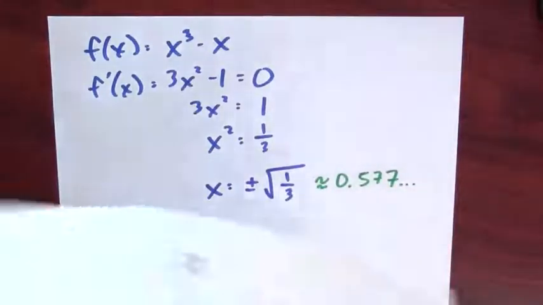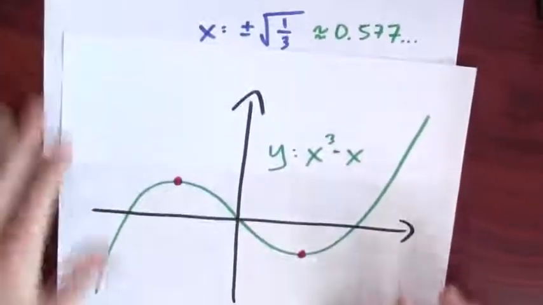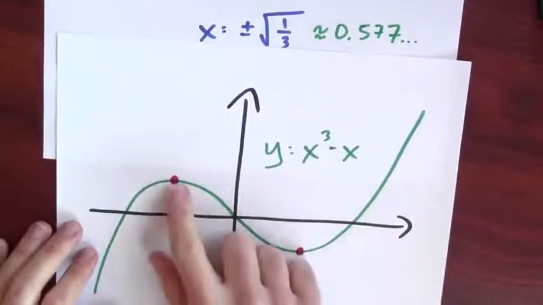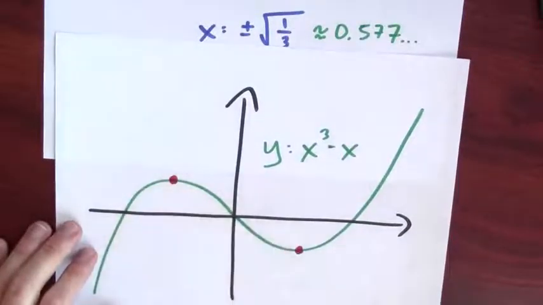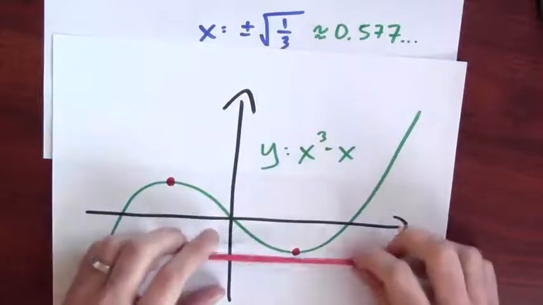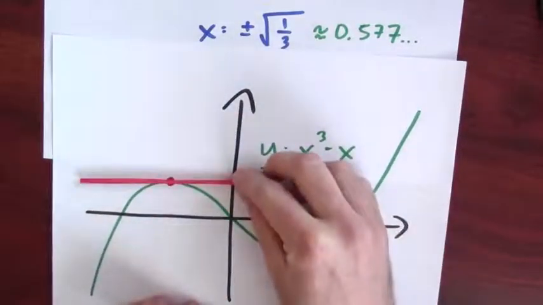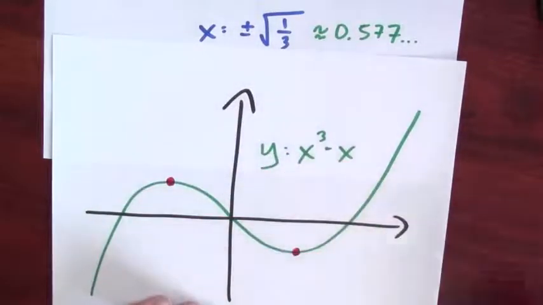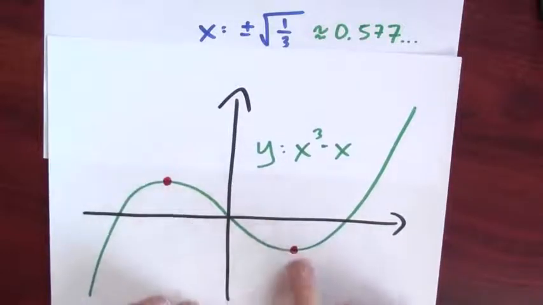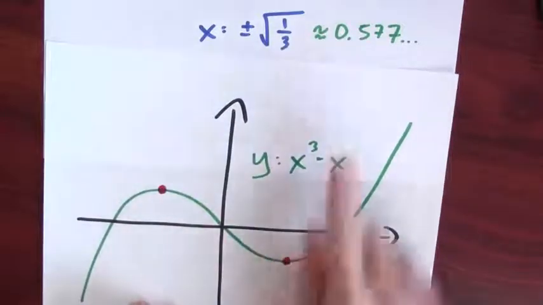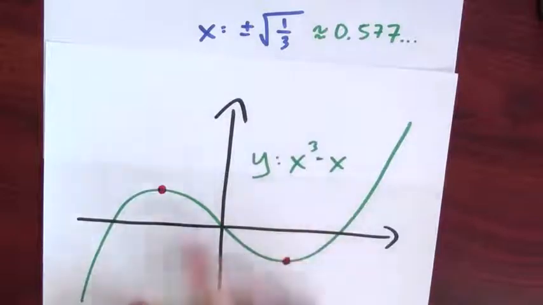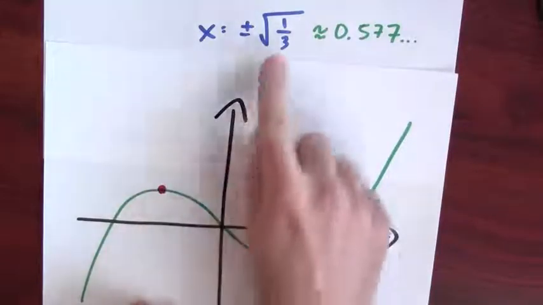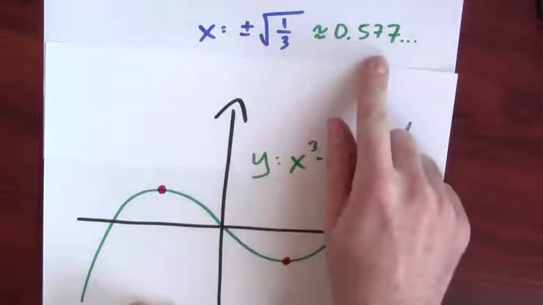And that lets me find these critical points. Right? These are places where the derivative is equal to 0. Right? The tangent line is horizontal. And now I know the x-coordinate of these two red points. Here the x-coordinate's about 0.577, and here the x-coordinate's negative 0.577, about.